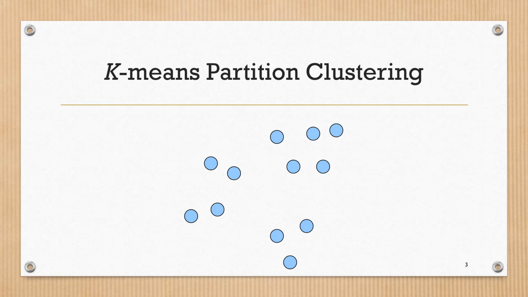This animation will demonstrate how k-means partition clustering works. Assume we have 12 data objects as shown on the screen, and we know the number of clusters k is 3. Step 1, we randomly initialize 3 seeds as centroids of clusters. Each centroid is represented as the star symbol. The different color of the centroid represents different cluster.